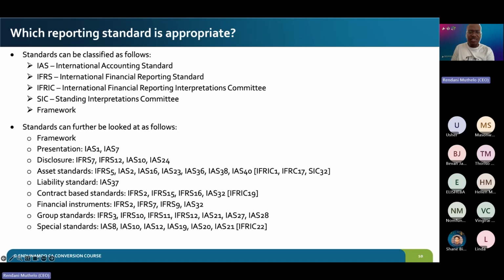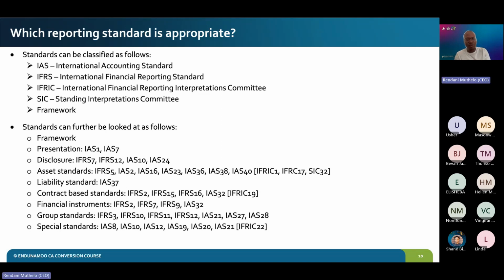Then asset standards, as you can see, are the biggest set of them all. So that's why we're going to be starting our journey here. So we've got IFRS 5, IS 2, 16, 23, 36, 38, and 40. Like for instance, let's talk about some assets. If I say I own a vehicle, where does it go? Which standard will we then use?